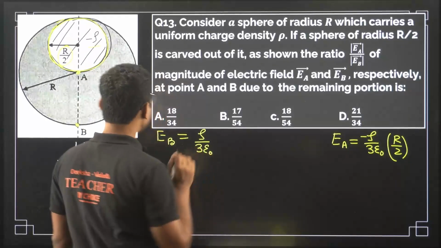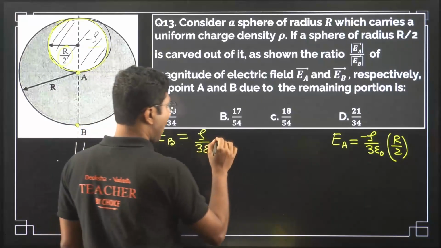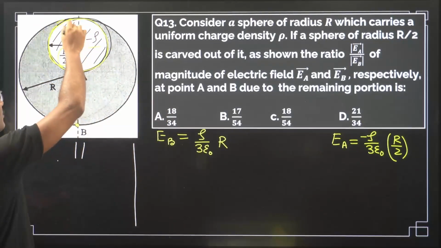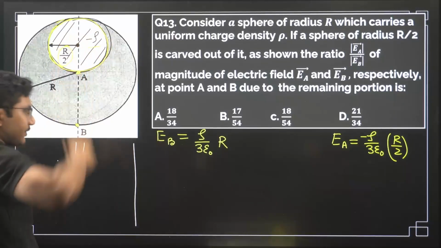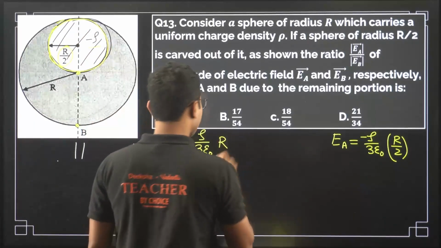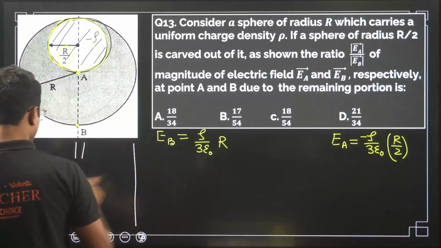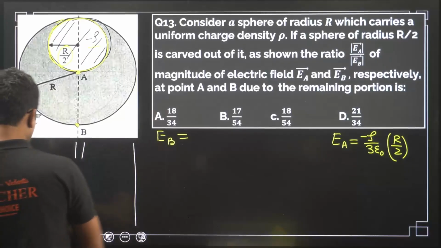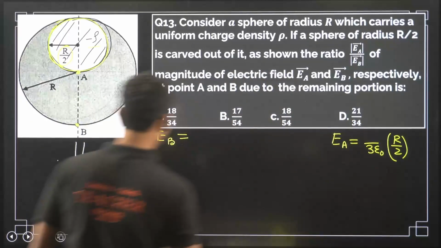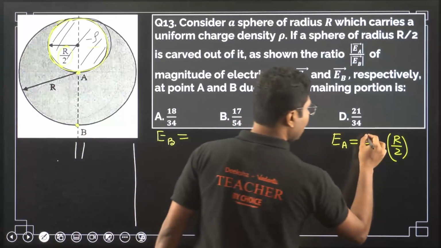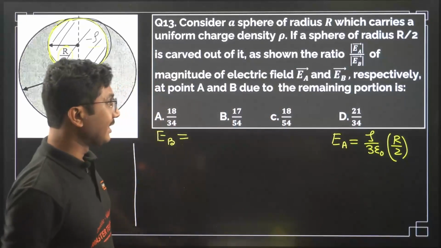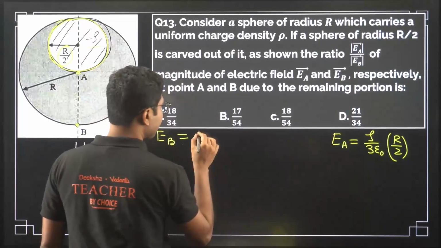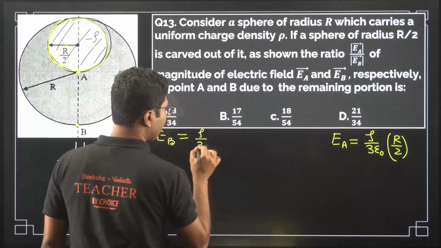So rho by 3 epsilon naught times r. This is the electric field due to the bigger sphere. Now we have to find the electric field due to the smaller sphere. Let me ignore this negative sign and keep it positive only. We will consider only magnitude because magnitudes are important, so magnitudes we are calculating. So the electric field due to the bigger sphere first is rho by 3 epsilon naught r.